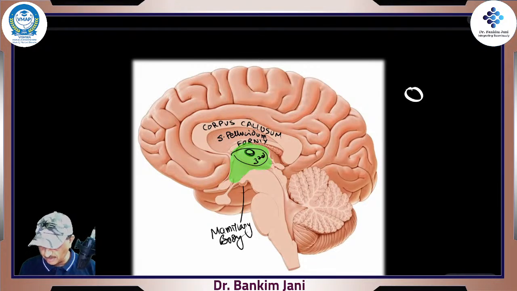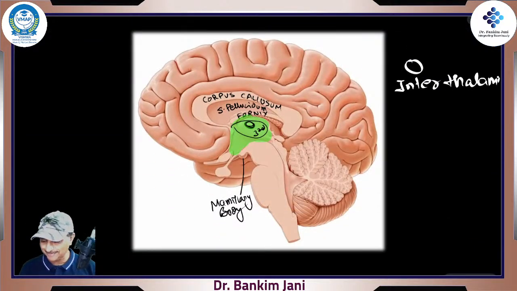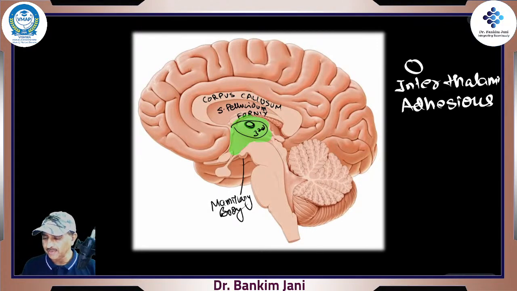I'm just circling it. This is the interthalamic adhesion. It was just an image. That is there. We'll just have a look at it. Then there are some important recesses.